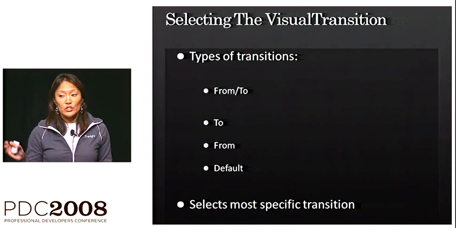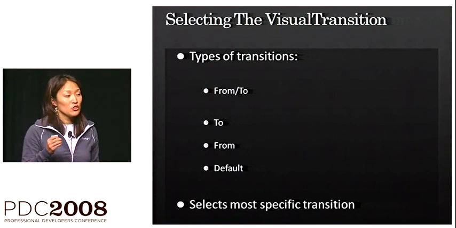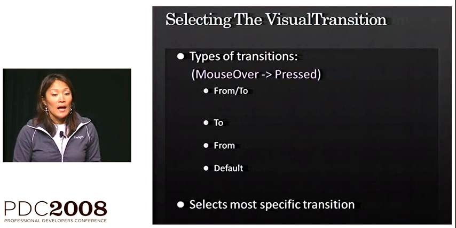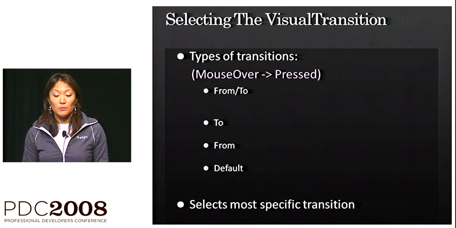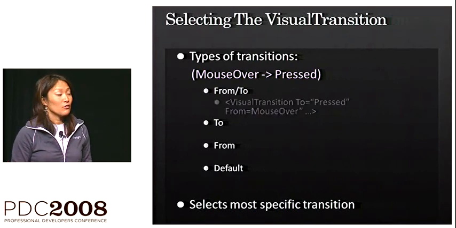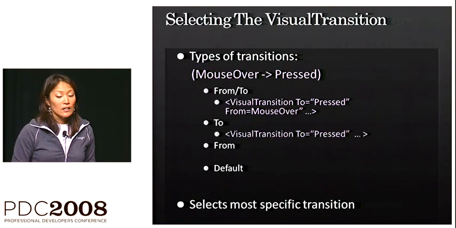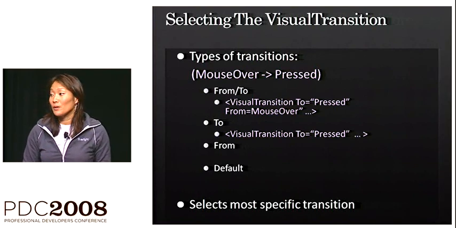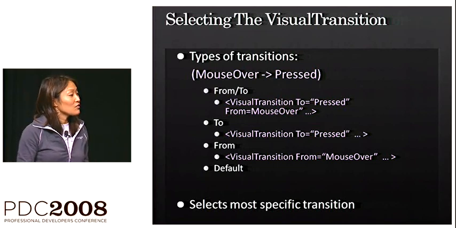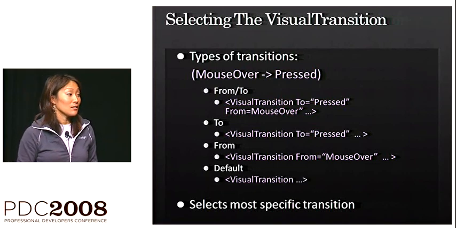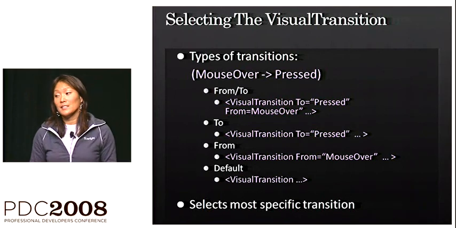Very quickly then, at the end, you saw that I had a default transition to start with, but then I wanted to add specific transitions for certain state changes. And the way this works is, if, for instance, I'm going from the mouse over state to the press state, the first thing that VSM, Visual State Manager, looks for is a from-to transition going from the mouse over state to the press state. Then it looks for a visual transition going straight into the press state. Then a from transition going from the mouse over state. And if none of those are found, it will fall back and use the default. So again, Visual State Manager just looks for the most specific visual transition for a particular state change.